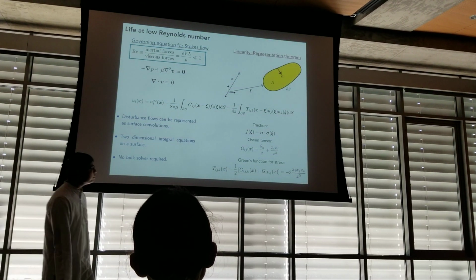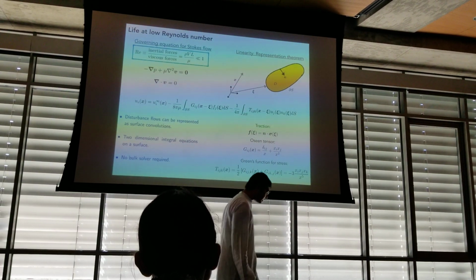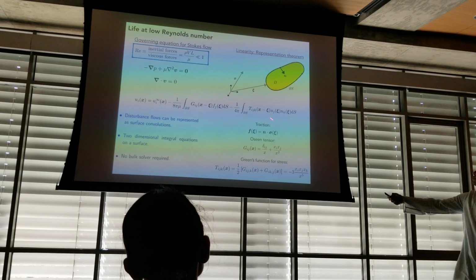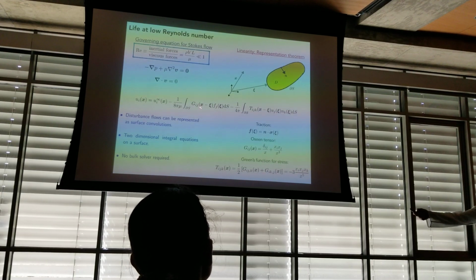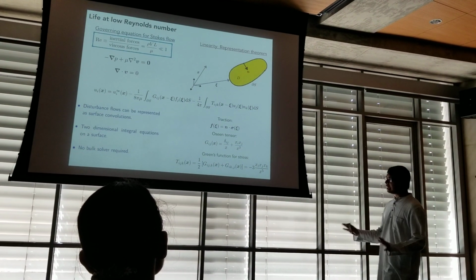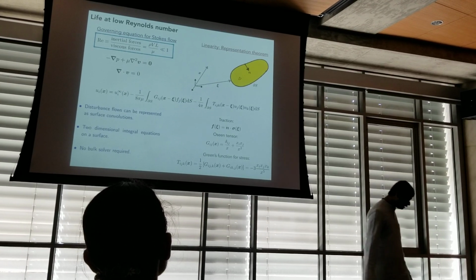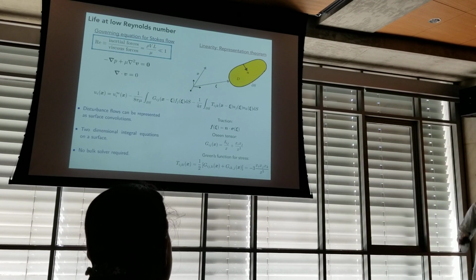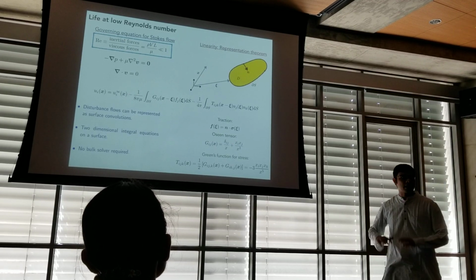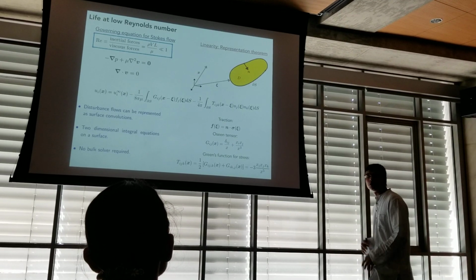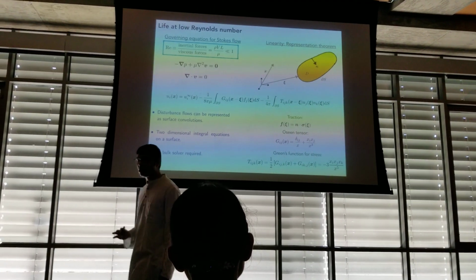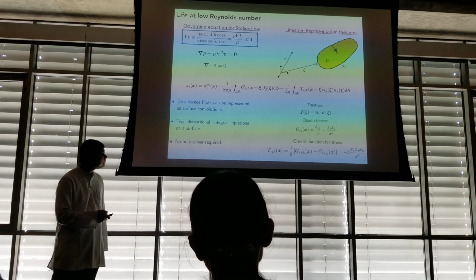So if you want to solve a problem with a particle in this kind of flow, then the velocity field at any point can be represented as convolutions on the surface of this particle, and these convolution integrals involve the Green's function for the velocity and the Green's function for the stress. What's really nice about this kind of integral representation is that Stokes' equation defines a three-dimensional bulk volume problem. By this formulation, you cast it as a two-dimensional surface problem defined only on the surface of the particle. So you reduce the dimensionality of the problem by one at the cost of solving some singular integral equations.